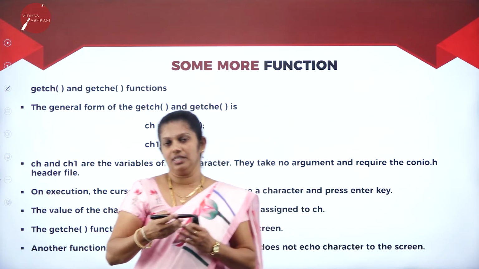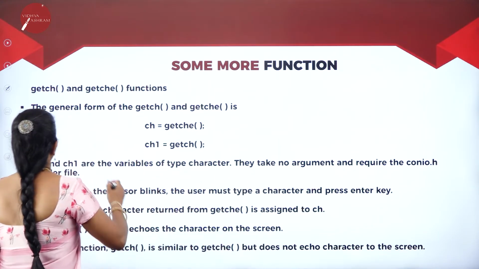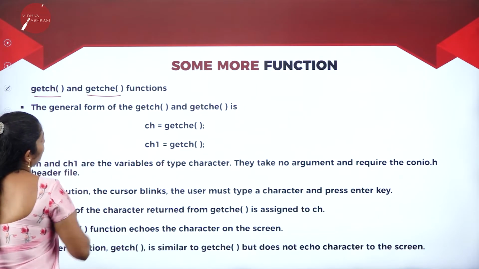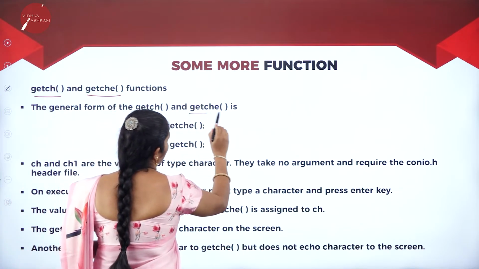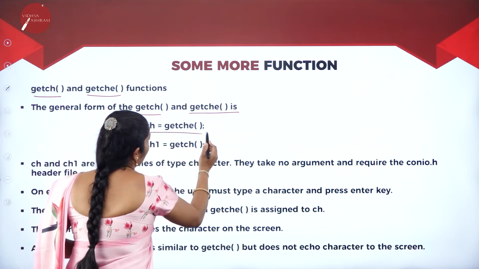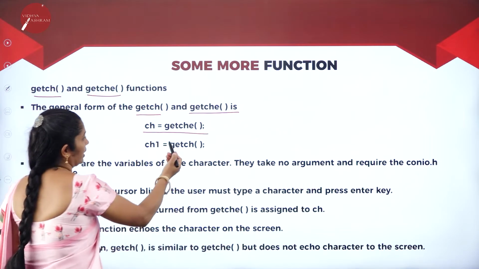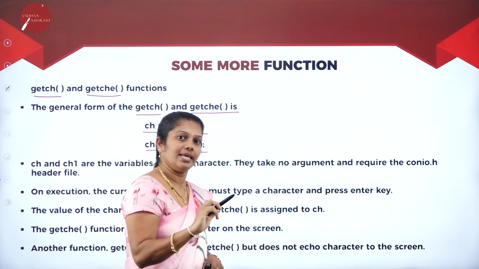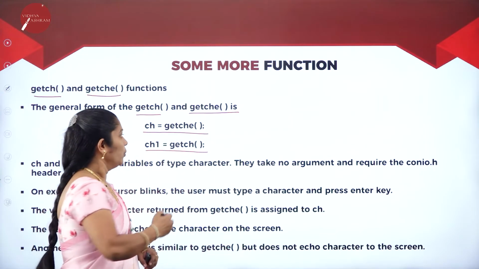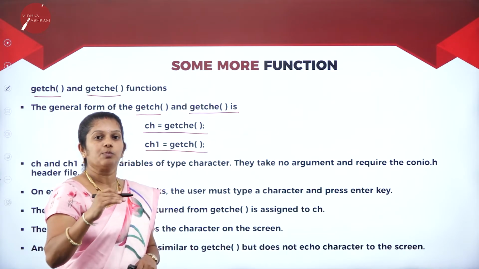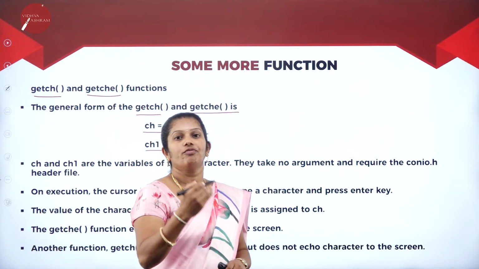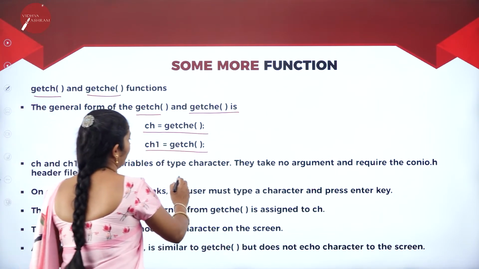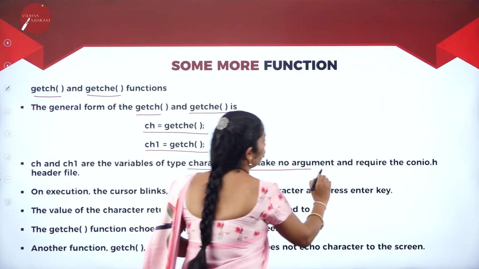Next, the last one. In this we are going to get some more functions like the getch function and the getche function. The general form of getch and getche is ch = getche(), whereas here ch1 = getch(). There is a difference between the getch and getche functions. getche is used to display the output immediately after giving the input value. ch and ch1 are variables of type character. They take no arguments.